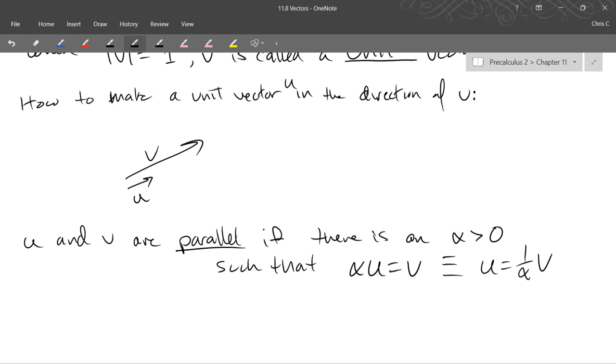Now if alpha is positive, is 1 over alpha positive? Yep. So they're either both positive or they'd both be negative. And as long as alpha is not 0, you can move the scalar to the other side, no problem. So you think of alpha as basically, in this picture I drew, maybe alpha is 4 approximately, because to make U times 4 would be V in this case. So U is 4 times shorter than V, or V is 4 times longer, however you like to think about that. Yes, sir.